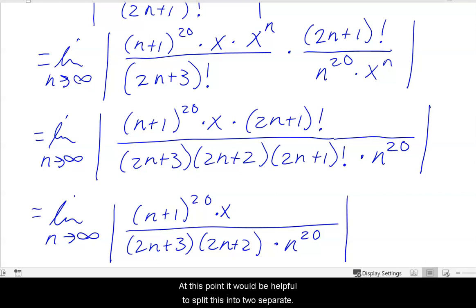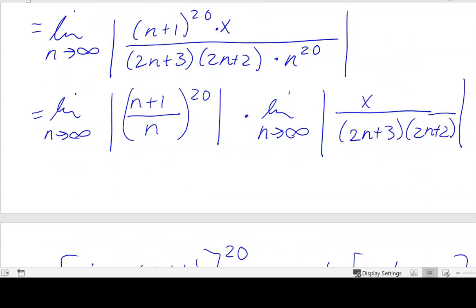At this point, it would be helpful to split this into two separate fractions so that we can evaluate the limits separately. Remember that the limit of a product is the product of the limits, even though that's not true for derivatives or integrals. Let's take a look at the next steps in detail. It is allowed to split up limits among factors. This lets me split it between the two that are being raised to the 20th power so that I can combine them into one single fraction raised to the 20th power.